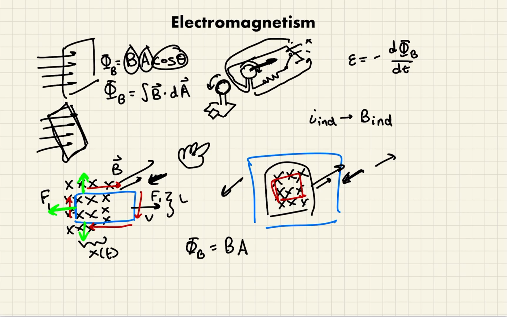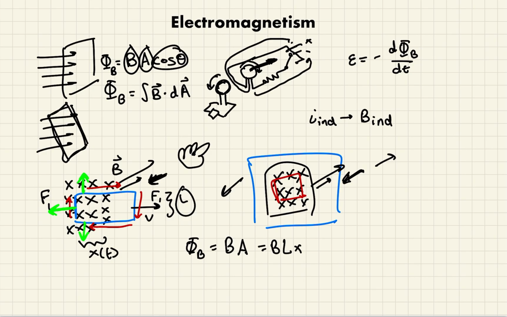Now, what is B? Well, that's a given constant. We don't have to worry about it. What is A? A is the area of the loop that experiences a magnetic field. Last part is important. That's equal to length times width, and the width is x of t, which we're just going to write as x. And so it's just going to be BLX.